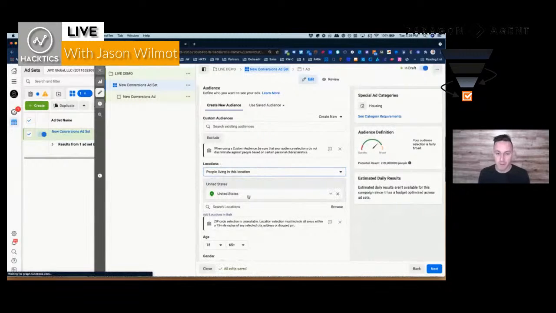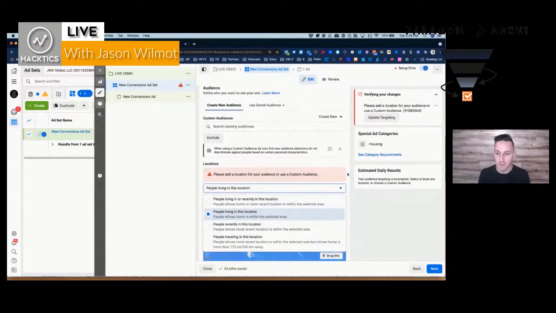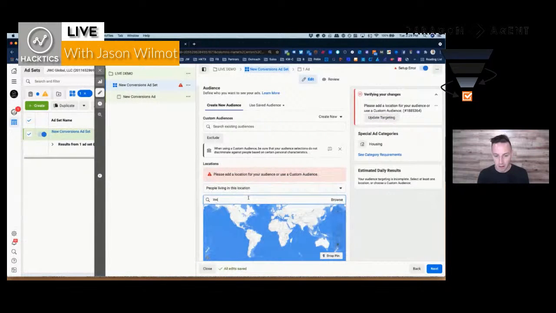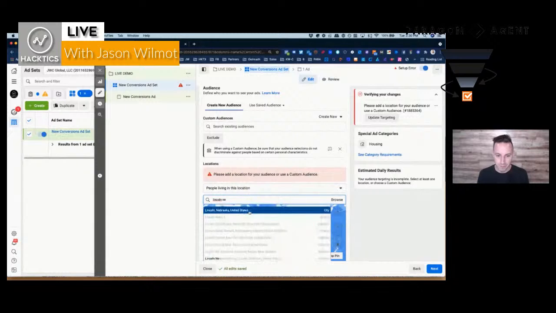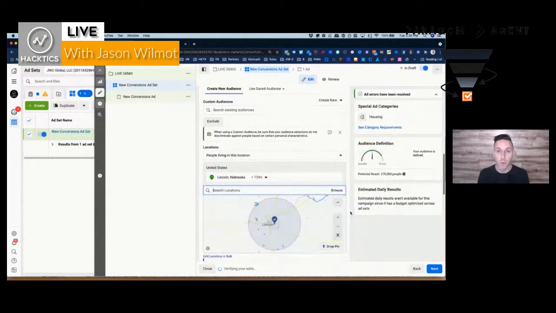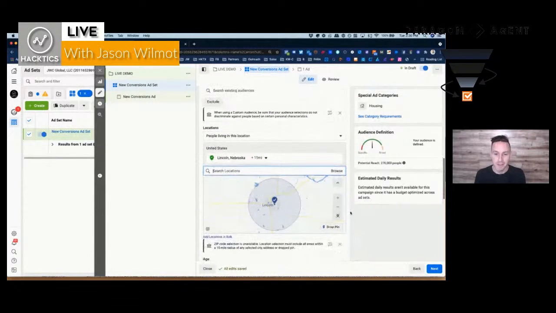So I live in Lincoln, Nebraska for the time being. My wife and I and my family are actually moving soon. So I'm going to write Lincoln, Nebraska. And we're actually moving to Puerto Rico in the next few weeks. So that'll be fun. I'll be happy to do some updates on that.